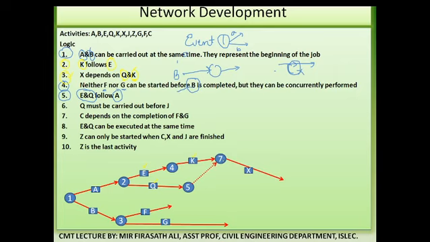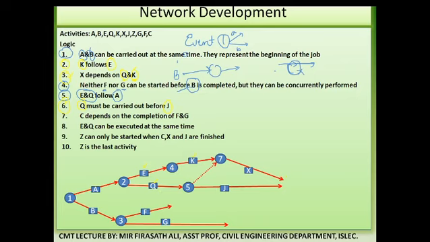Then next is Q must be carried out before J. Now look at the sixth point. J, Q. So after Q, what way? See, here we have Q. After Q, what we need to follow? We need to follow J. So we have inserted J.